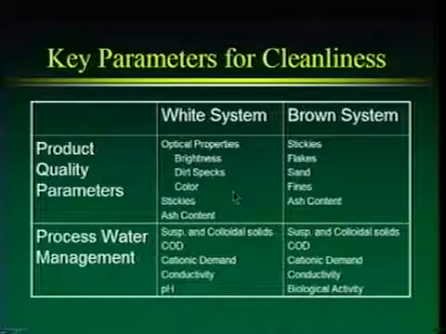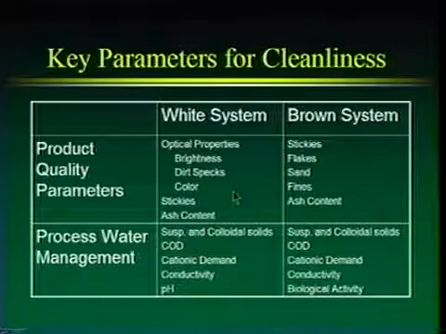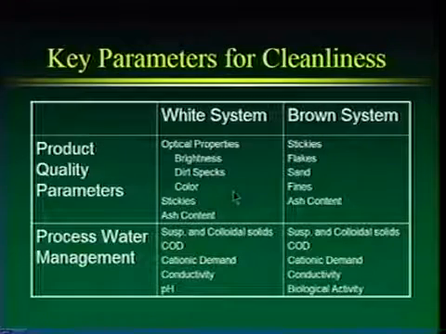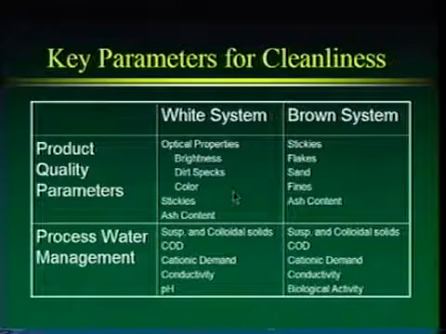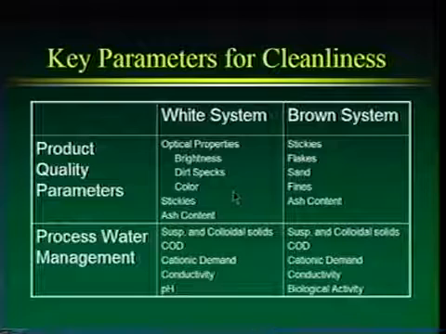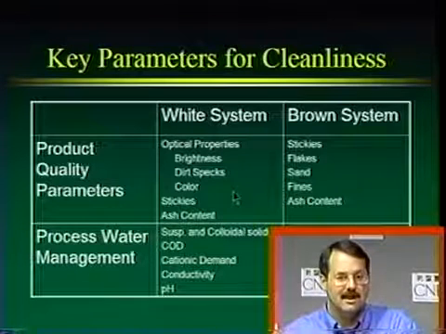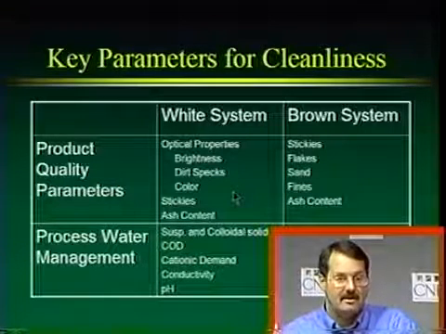Now for the brown system, we don't have as much issue with the optical properties. So we're more looking at just cleanliness, so that the box needs to perform, but it doesn't need to be that beautiful or optical. So really, and I think I left this out, the brown system, one of the product quality parameters that's most important is strength. And I have not put that on the table.